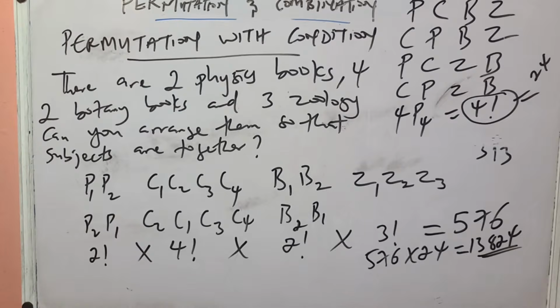Okay, now you're going to do this question. This same thing, I believe you guys have this written down before I rub it off. So the same question, let me read it out for you. There are 2 physics books, 4 chemistry books, 2 botany books, and 3 zoology books. In how many ways can you arrange them? I didn't put any condition now. What's the answer?